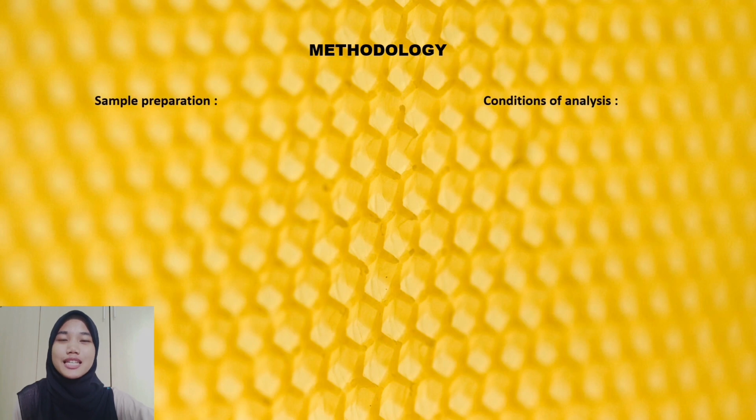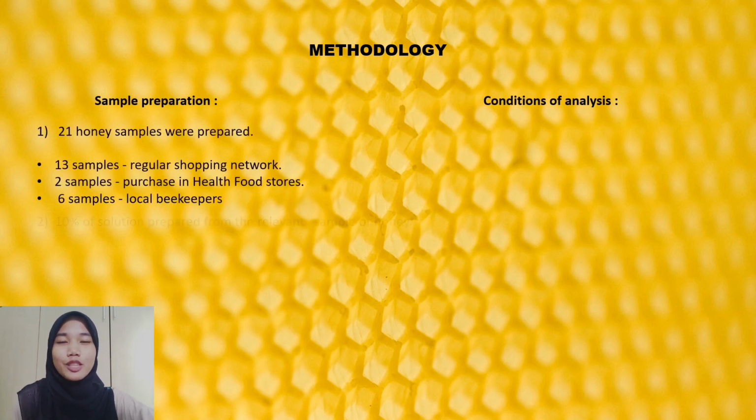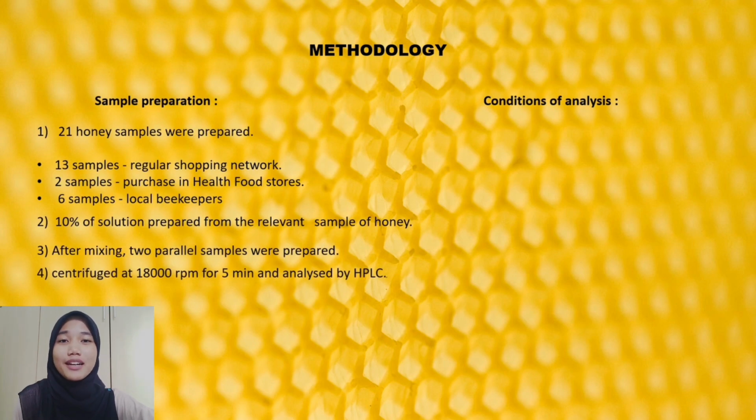Next, methodology. Sample preparation. 21 honey samples were prepared: 30 samples from the regular shopping network, 2 samples from purchase at healthy food stores, and 6 samples from the local beekeeper. Second, a 10% solution was prepared from the relevant samples of honey. Third, after mixing, 2 parallel samples were prepared. Fourth, centrifuge at 18,000 rpm for 5 minutes and analyze by HPLC.